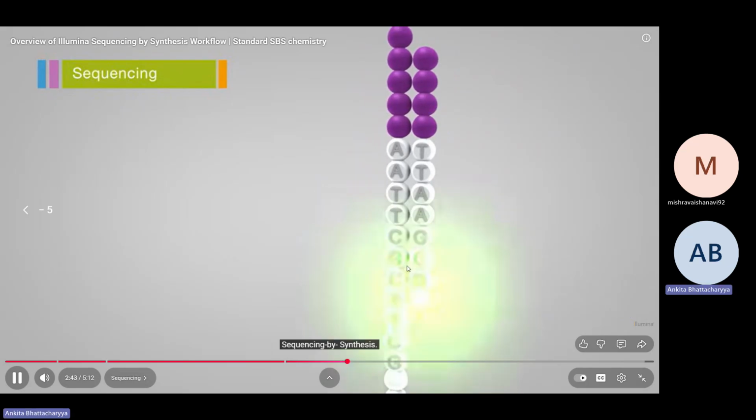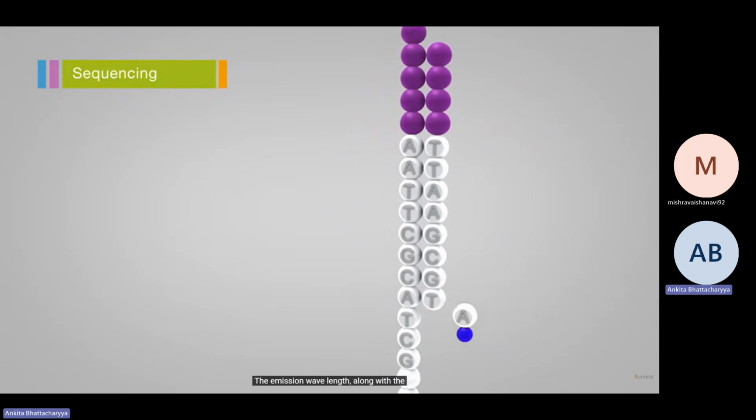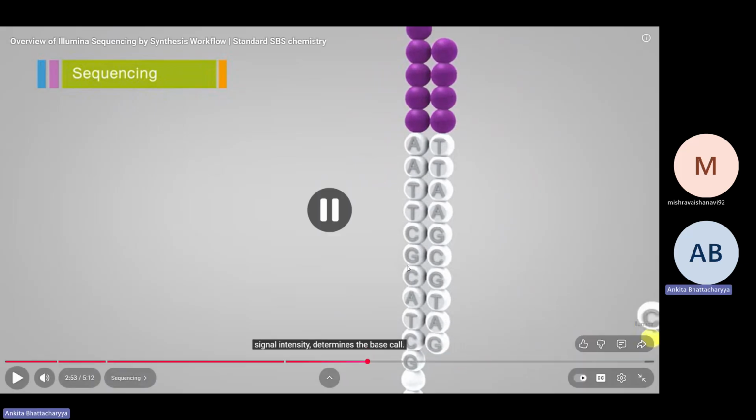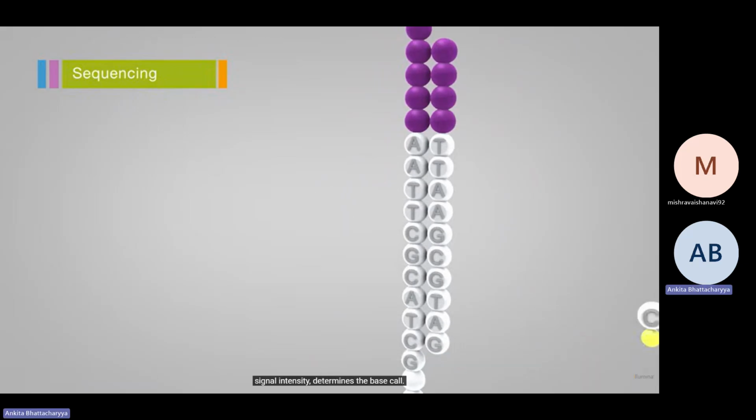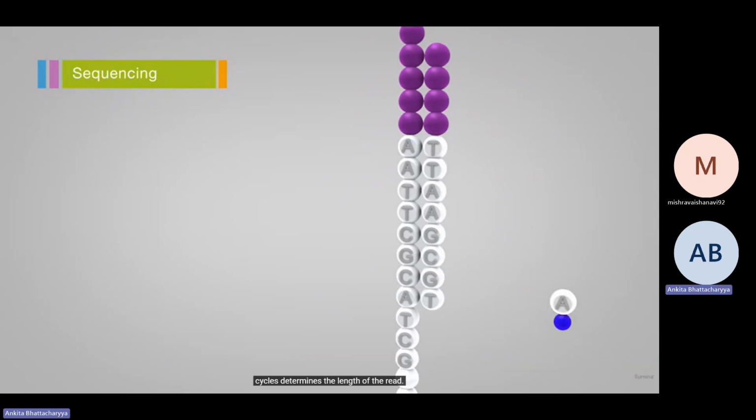The number of cycles determines the length of the read. The emission wavelength, along with the signal intensity, determines the base call. These are all the different attributes which are taken care of when you get your sequencing report. You don't have to worry too much about it, but basically how many cycles you are doing tells you how long the read can be. So commonly when we get sequencing done today, it is around 100 base pairs. Initially it used to be around 36 to 40 base pairs. So it has increased a lot today.